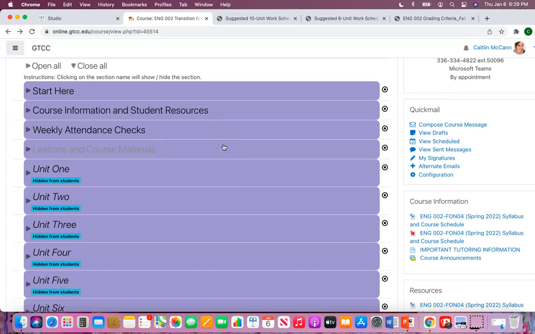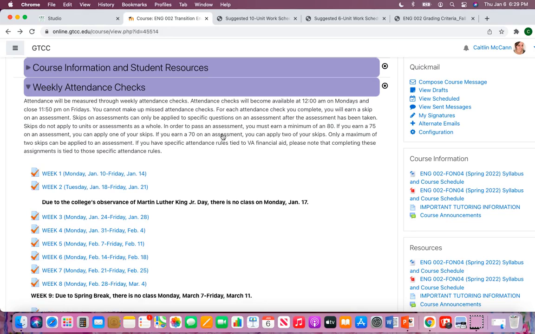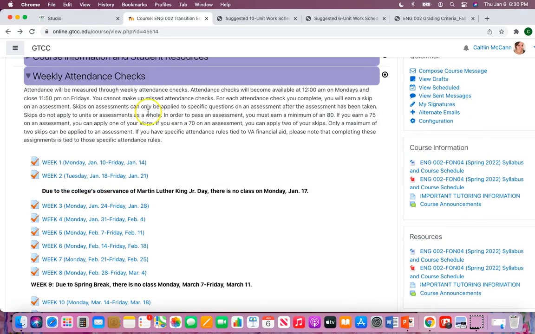Now below course information and student resources, we have weekly attendance checks. I talk about attendance in more detail in the syllabus video, but I'll just read you what I have here and explain this a little bit. Attendance will be measured through weekly attendance checks. Attendance checks will become available at 12 a.m. on Mondays and close 11:50 p.m. on Fridays. You cannot make up missed attendance checks.